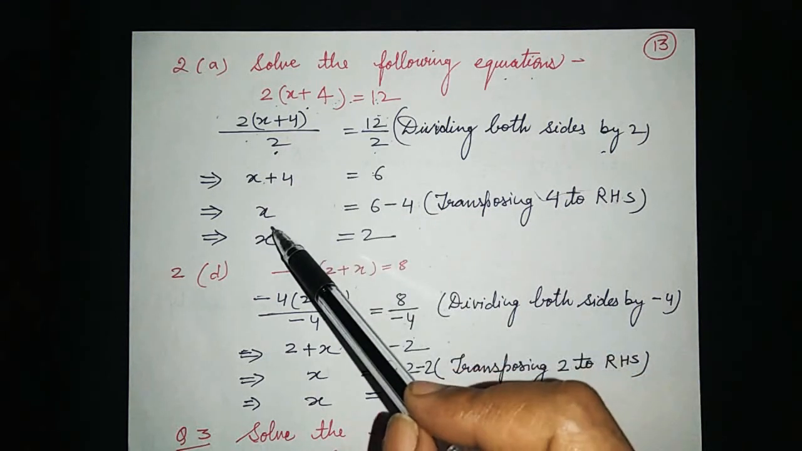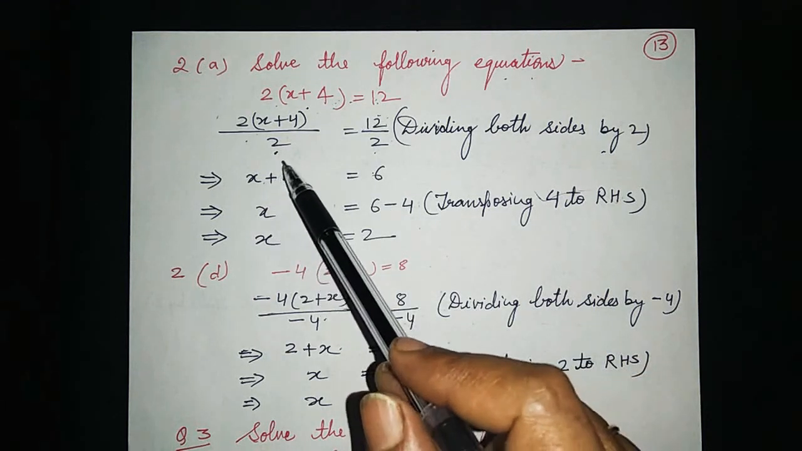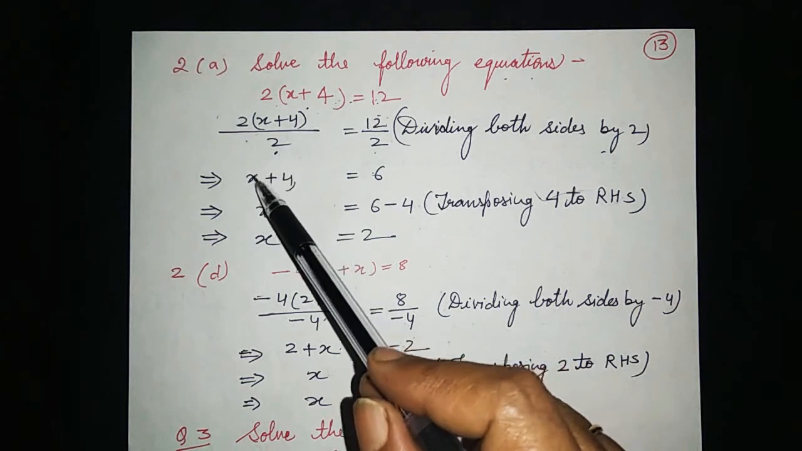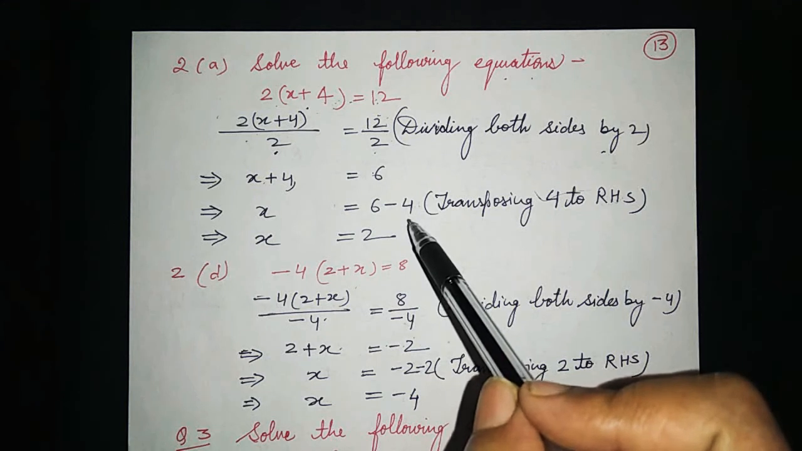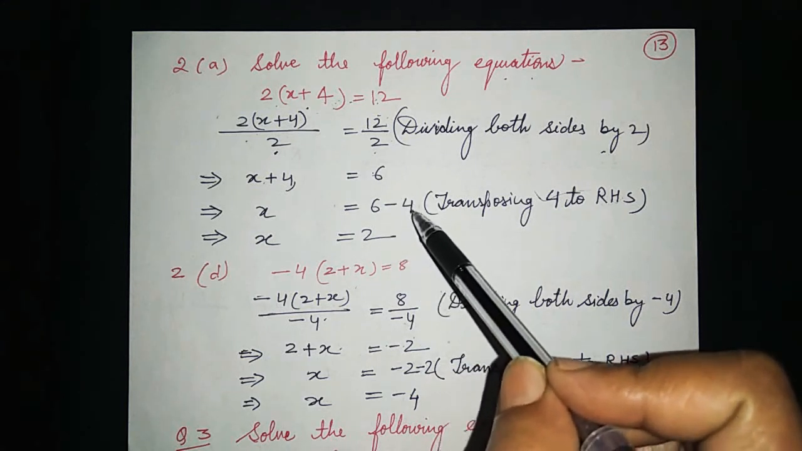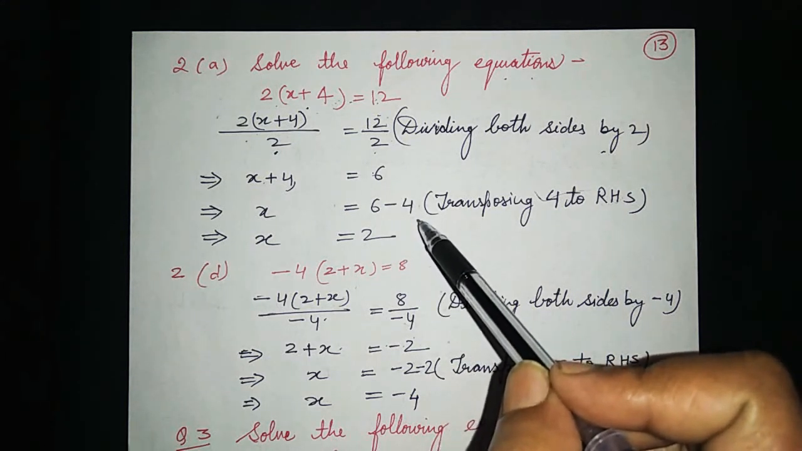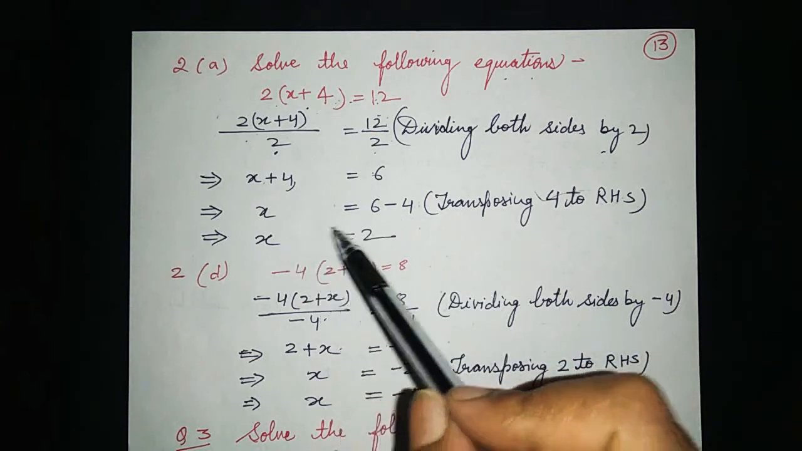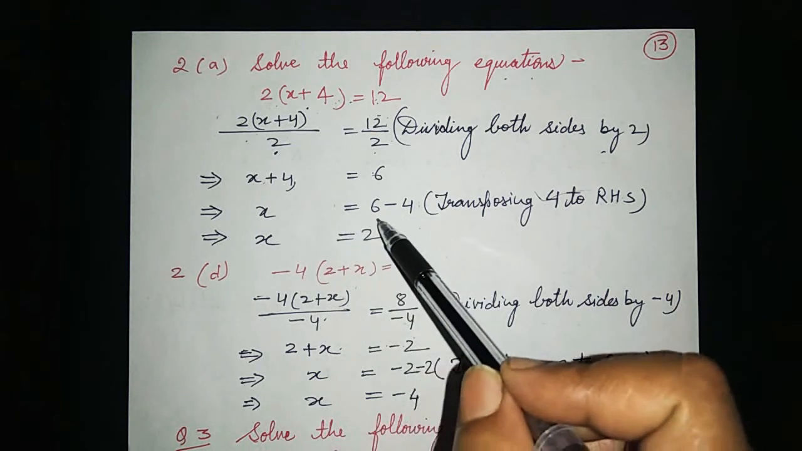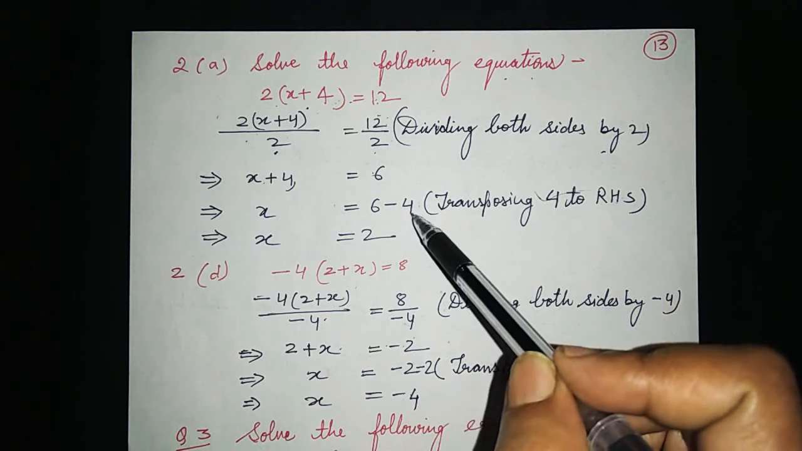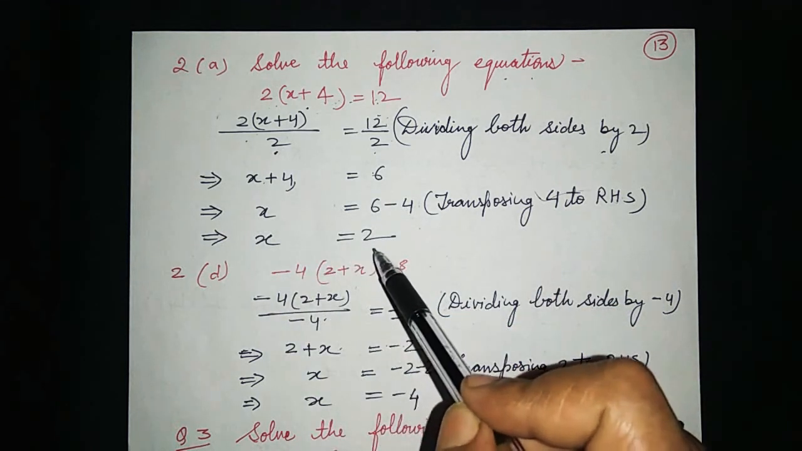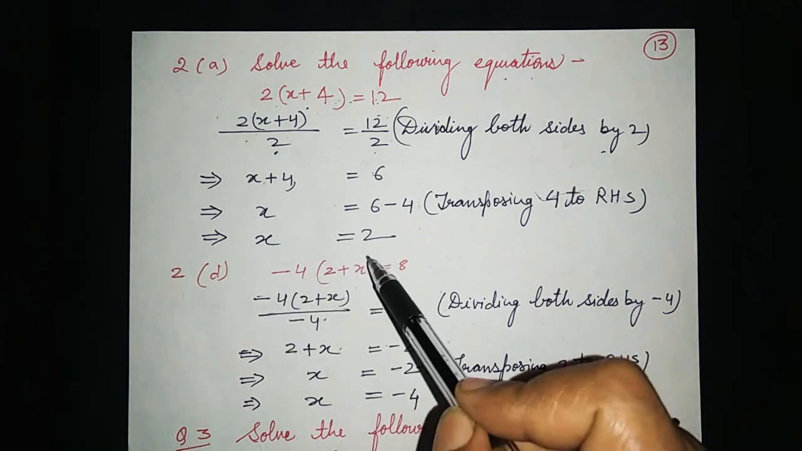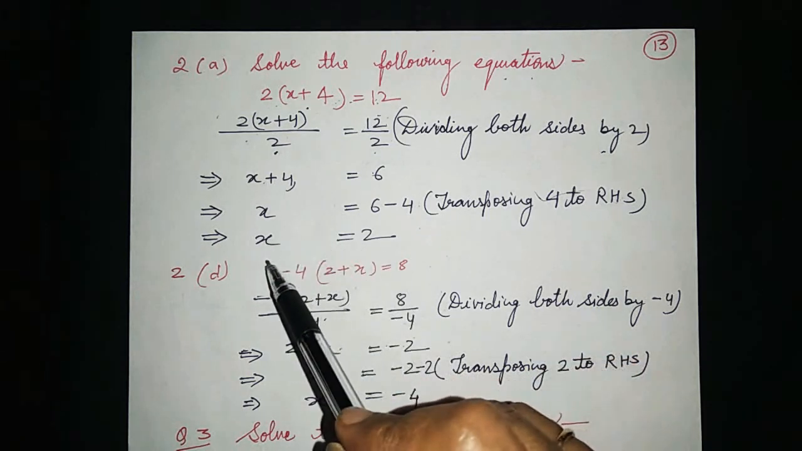And in the next step, what we will do? We will transpose this plus 4 from left hand side to right hand side. So on right hand side it will be minus 4. And equation will be x is equals to 6 minus 4. And our answer will be x is equals to 2. So here 2 is the required value of this x.